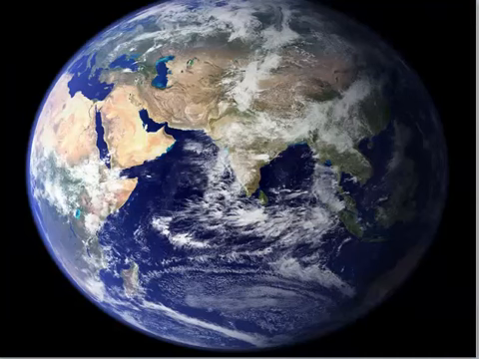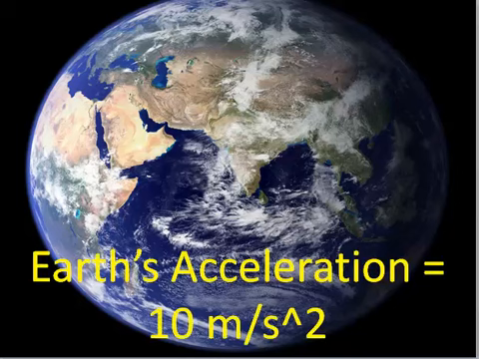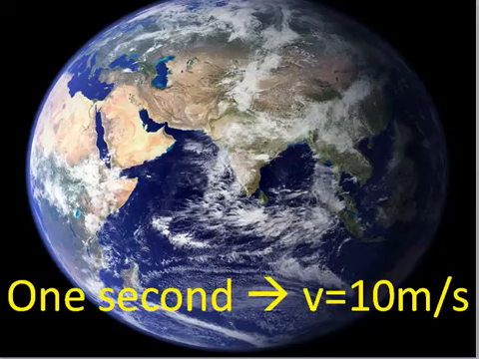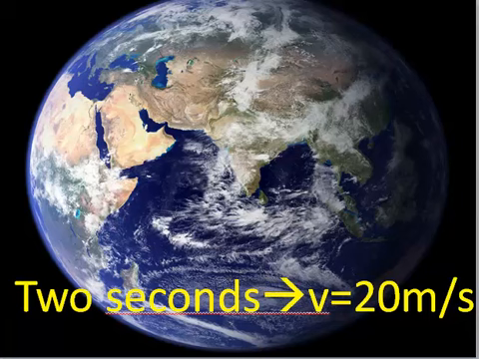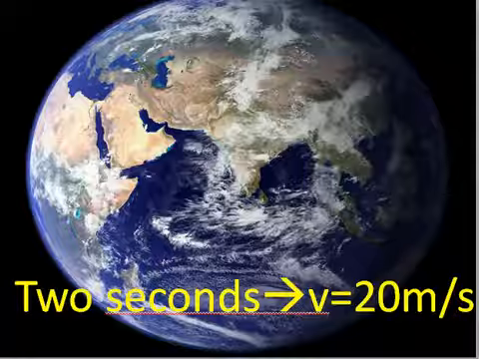Everything on Earth is accelerated towards the ground. This has a certain value that is almost the same everywhere for Earth. Earth's acceleration is 9.8 meters per second, or about 10. This means that after 1 second, something will be moving at 10 meters per second if you drop it. After 2 seconds, it will be moving at about 20 meters per second.